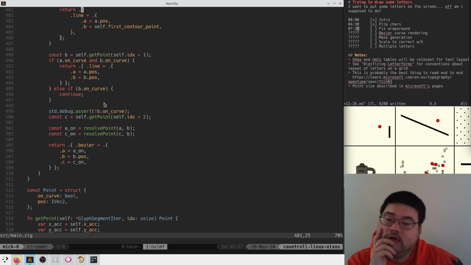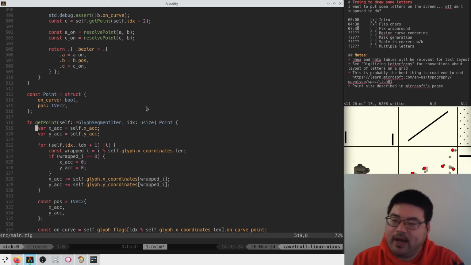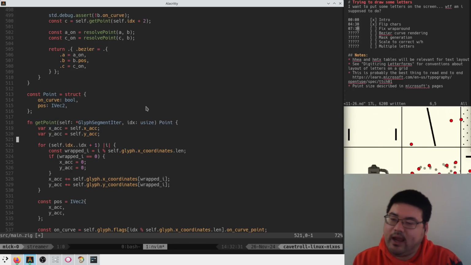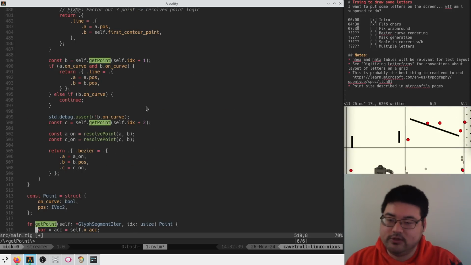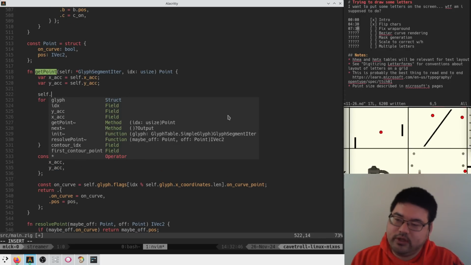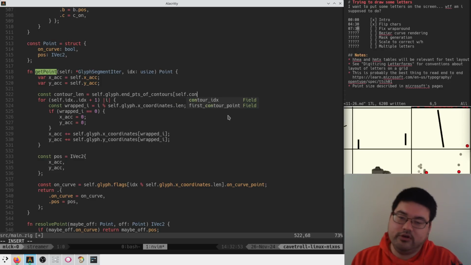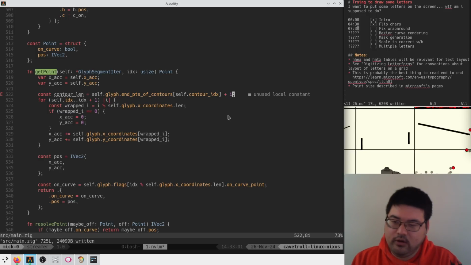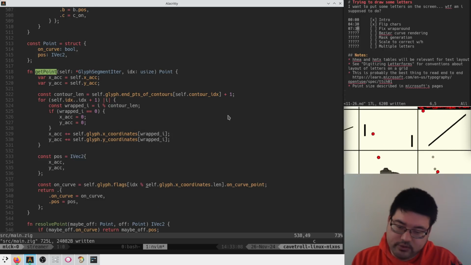So I guess what makes sense here is that we should be calling get point, and every time we get a point, we should be passing in the contour index, which we kind of have already. We have the contour IDX here. So when we do this wraparound, we shouldn't be wrapping around relative to the whole thing. We should be saying contour len is self glyph end points of contours self contour index plus 1. Sorry, like this. And then here we use contour len, and probably down here, we also use contour len.